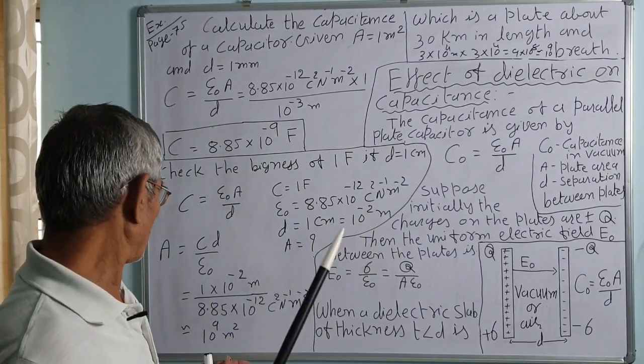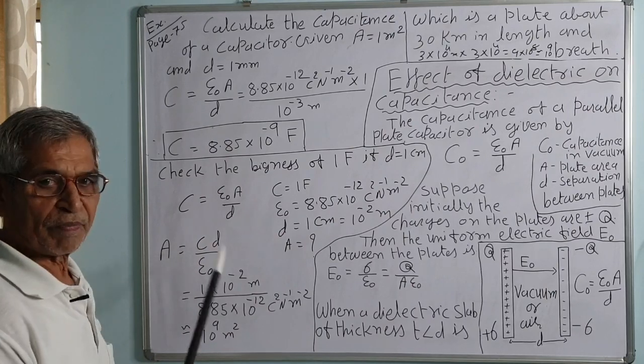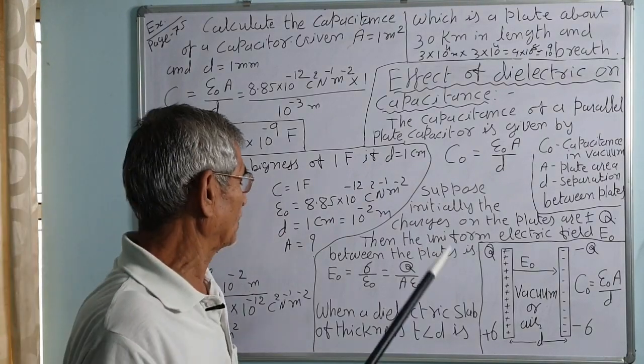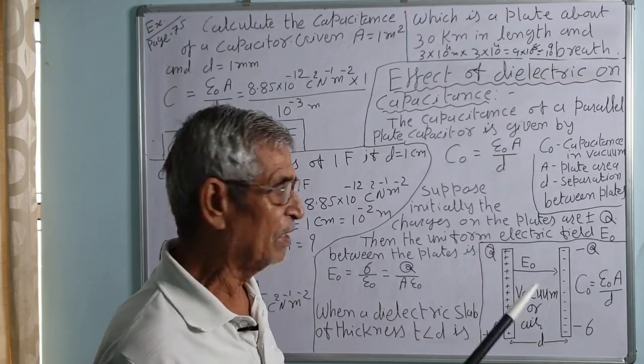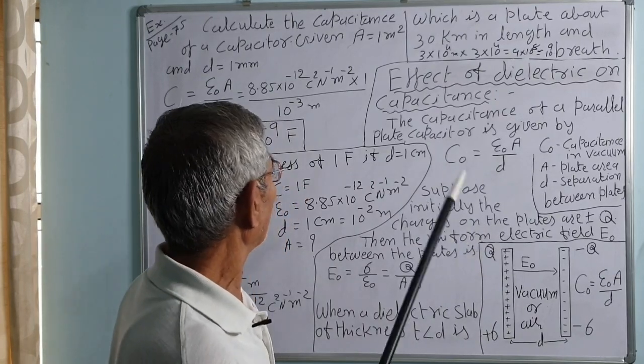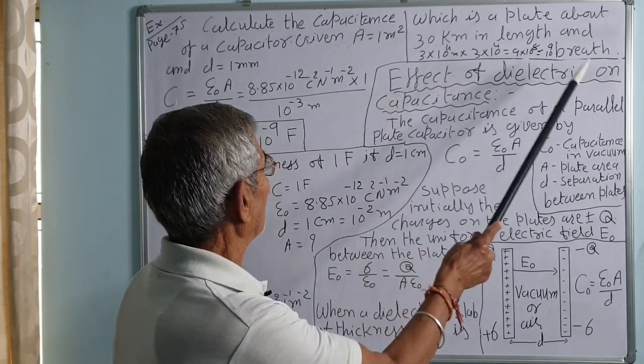So, what to do? We have to use smaller capacitance, that is less than a Farad, that is microfarad, picofarad. Gigafarad we do not use. Now, let us see the effects of dielectric on capacitance.